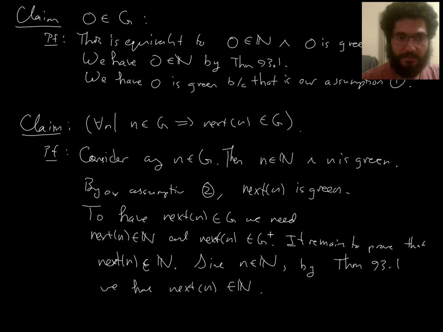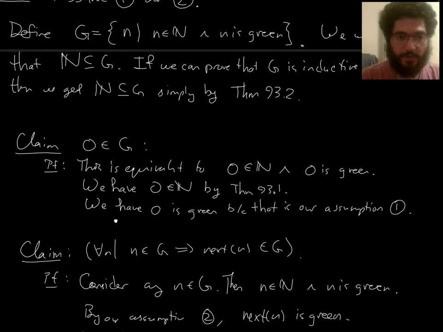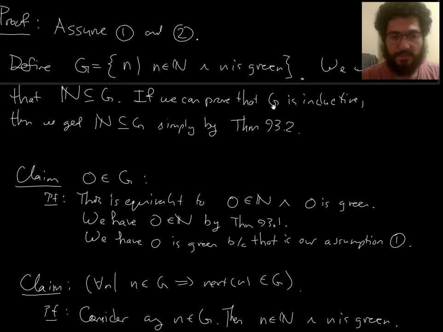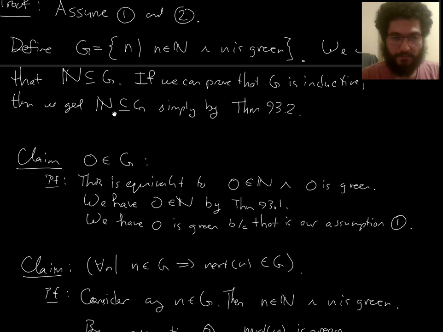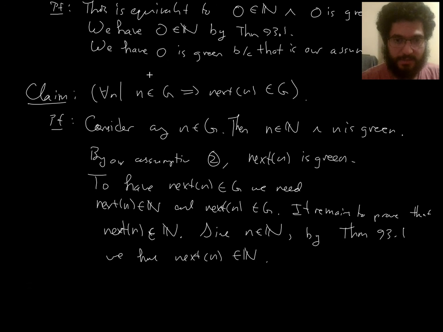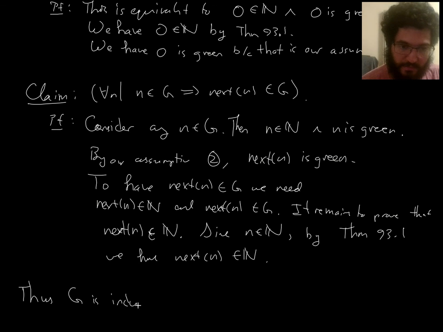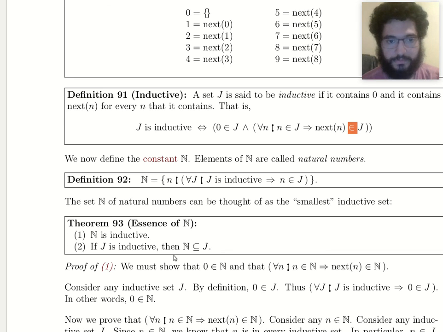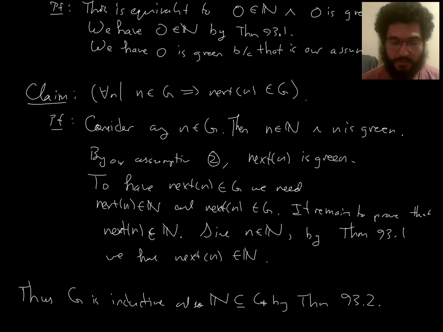So that proves these two claims. What was the point of these two claims? These were to prove that capital G is inductive. So therefore capital G is inductive, and therefore n is a subset of G. The natural numbers is a subset of G. So thus G is inductive, and so n is a subset of G by Theorem 93.2, which says basically that n is the smallest inductive set. So G is inductive, and n is the smallest inductive set, so G contains n as a subset.